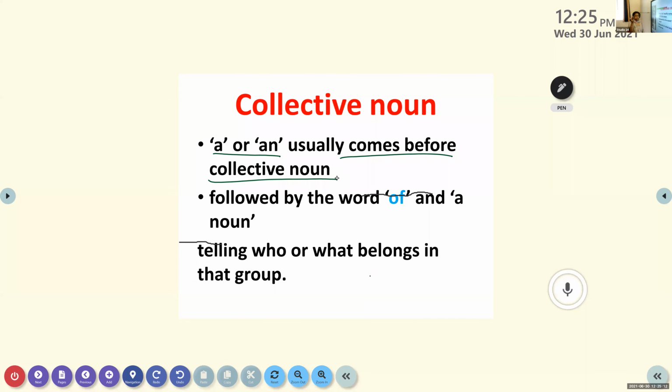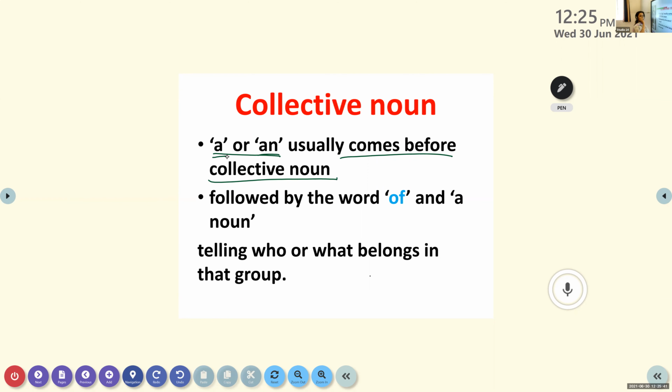Clear? Before the collective noun, we start with an article. If it starts with a vowel letter, we have to use an. If it starts with a consonant letter, then we have to use a. So an article, that is a or an, usually comes before the collective noun. Okay, that is how we write it.